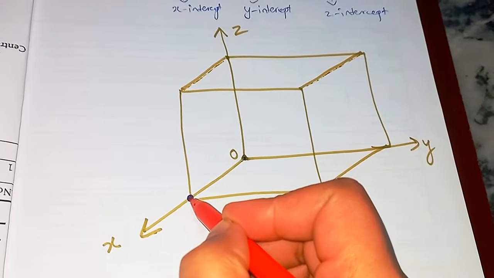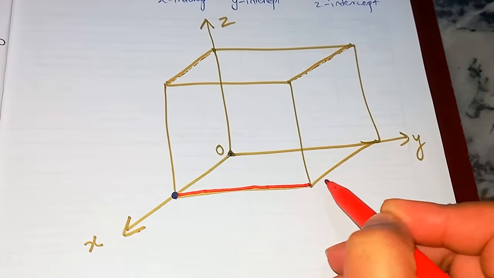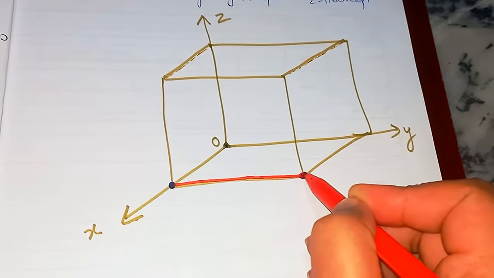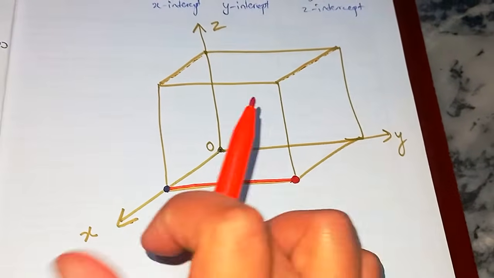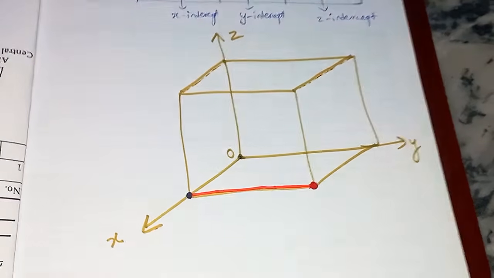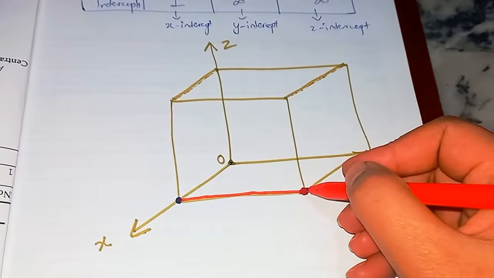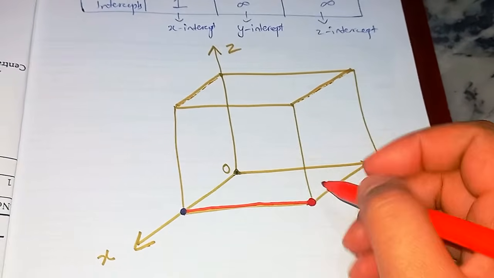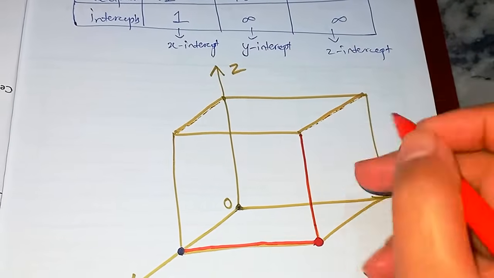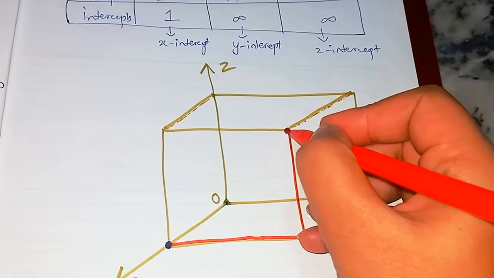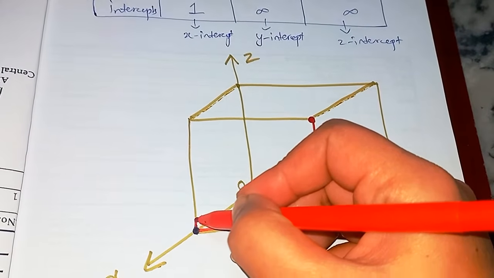So from this point we'll draw a parallel line along the y direction and we'll stop at the other corner of the unit cell here. So this is another point. This line is also included as part of the plane. So this is another point on the plane. Now the z-intercept is infinity, so we will be drawing parallel lines along the z direction from each of these points. From this point onwards we'll draw vertically upward, which is the direction parallel to the z-axis, and we'll stop at the other corner of the unit cell. Similarly we'll do it from here also.